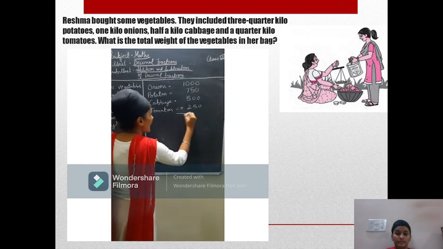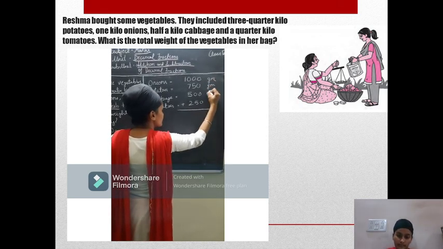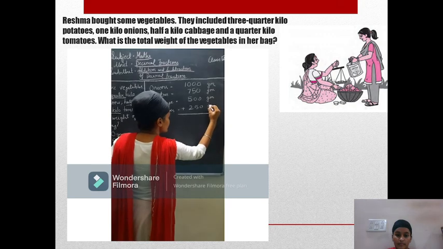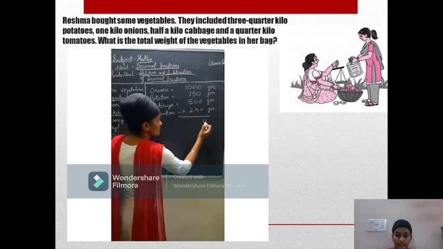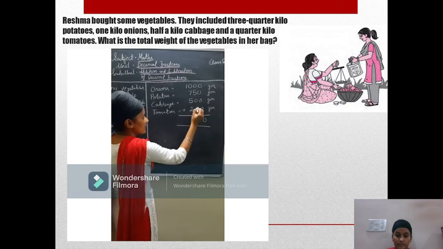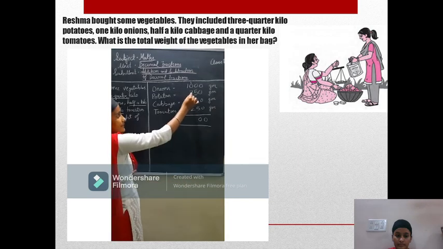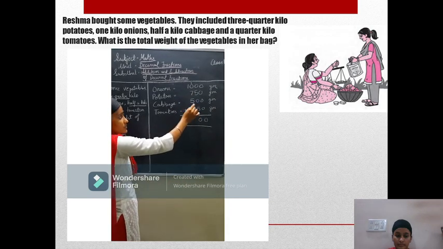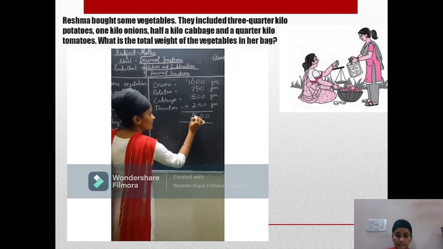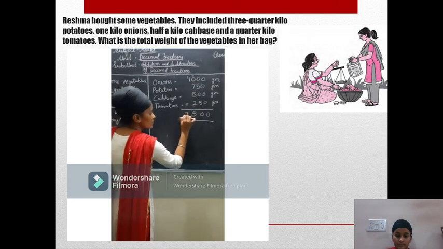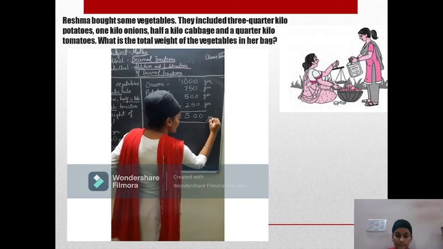Now you will add this, and you will put the gram symbol here. You will add all these things. 0, 0, 0, 0 will be 0. 5 and 5 will be 10. Now tell me what will be the addition. 7 plus 5 plus 2. 7 plus 7, 14. 14 plus 1, 15. 1 plus 1 is 2. So this is 2500 grams.